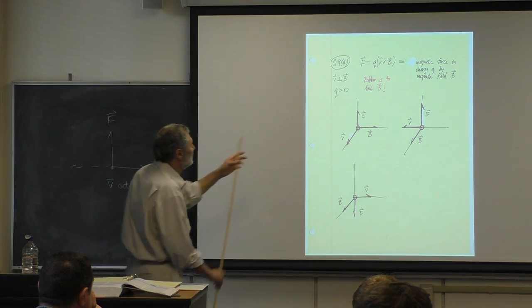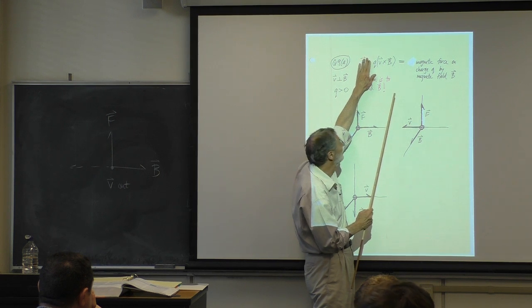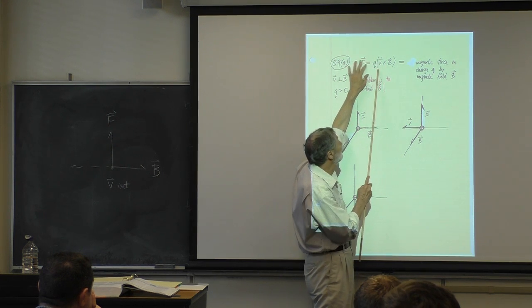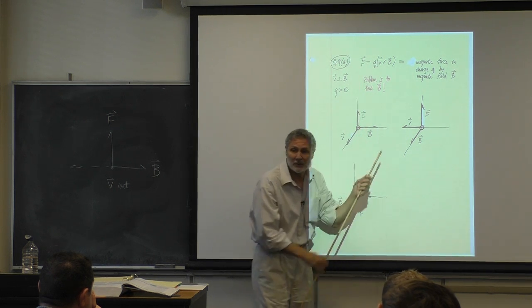So most people just ignore this. When you do this next quarter, or whenever you take the 1322, they do this, and then when it's a negative charge, they recognize they have to flip the sign for the force.